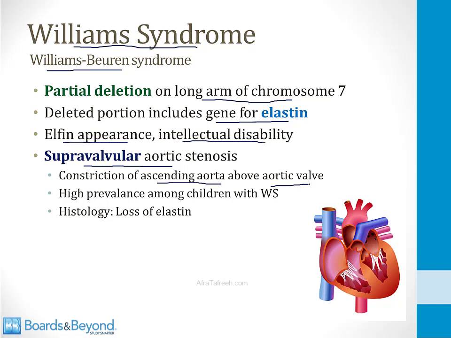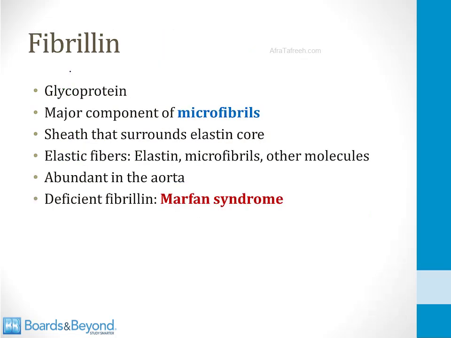This is very rare. And remember what I told you before, elastin is a very important component of the aorta. So when it's missing, what you get is constriction of the aorta above the aortic valve. And there's a very high prevalence of this rare condition, supravalvular aortic stenosis, among children with Williams syndrome. And on histologic examination of their aortic tissue, what you see is loss of elastin. The last connective tissue substance we'll discuss is fibrillin.